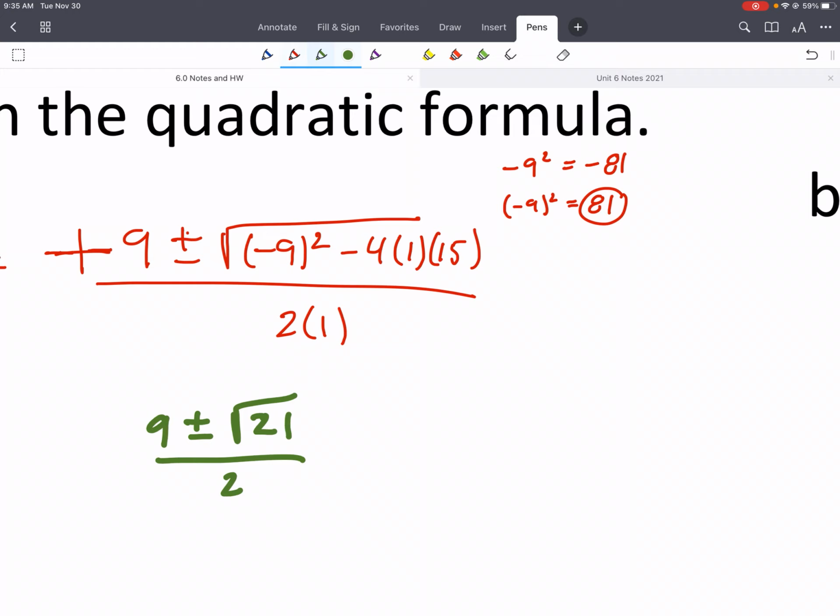If possible, our next step would be to simplify our root, but the only factor tree that we could come up with would be 3 and 7. And we can't take a group out. Also, we would look at our fraction like we did above, but that can't be simplified either. So here we are done. It'd be x equals, those would be our 2 solutions: 9 plus the square root of 21 over 2, and 9 minus the square root of 21 over 2.